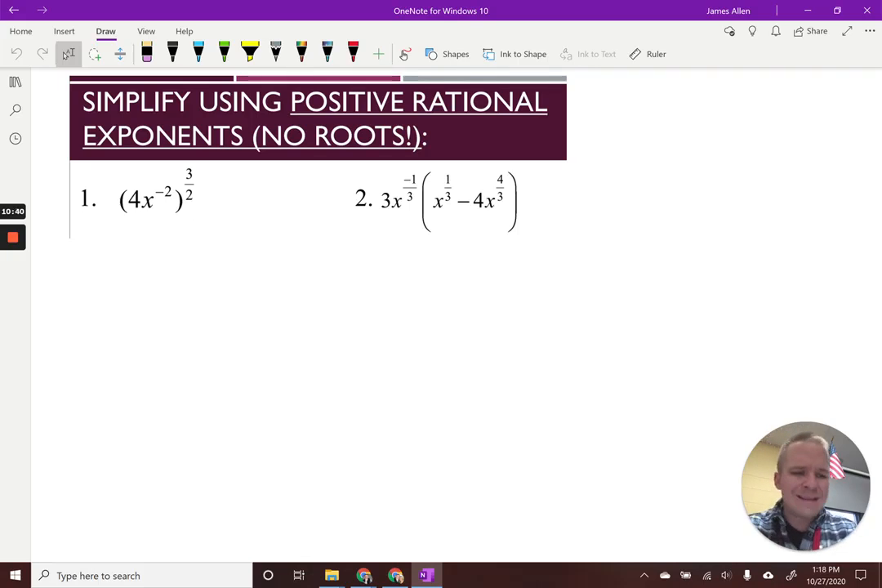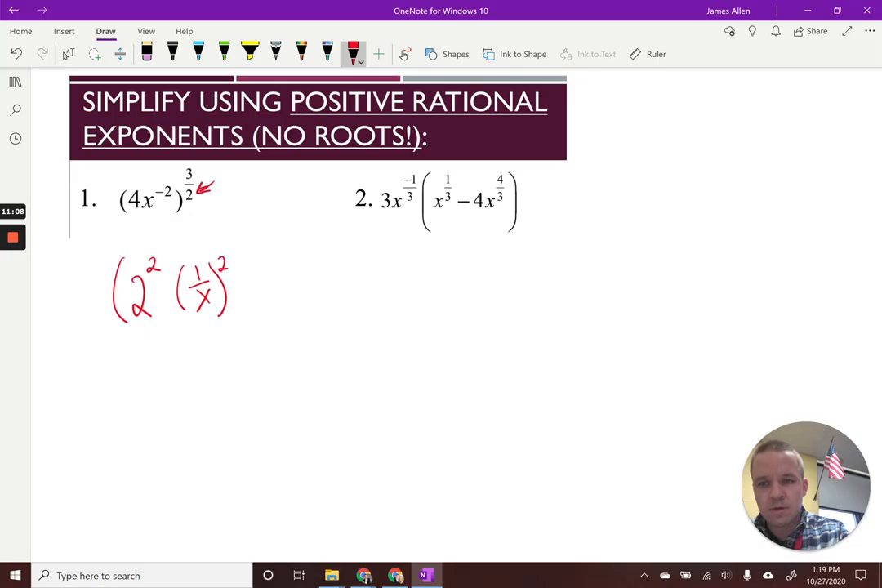All right, here we go. Now we're getting to the nitty gritty. I've got a base of 2 for my exponent, right? So what if I go with this? What if I rewrite that 4 as a 2 squared? And then what if I take my x, make it 1 over x to the positive 2?